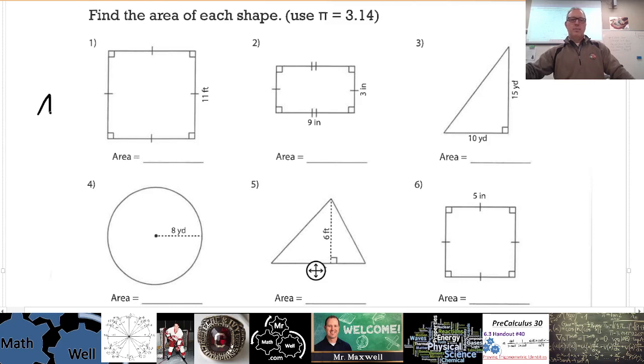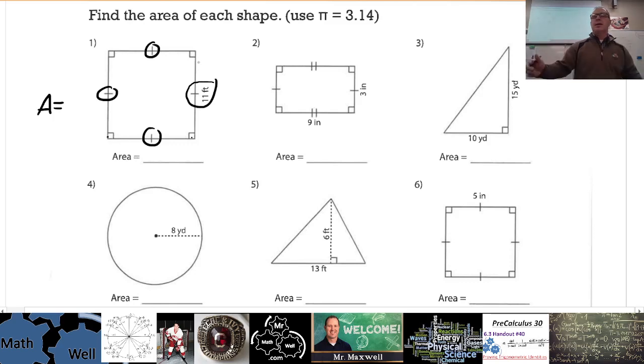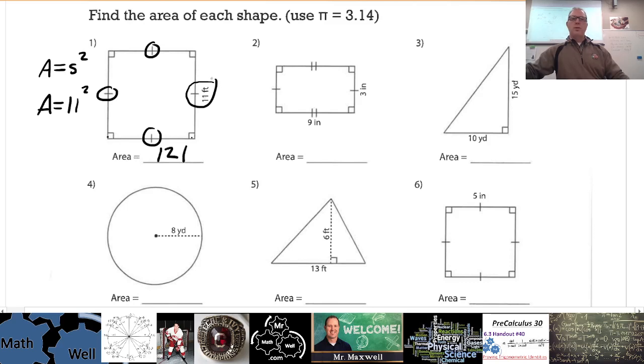Area for a square is going to be what? This is a square because all of these little tick marks are the same on all the sides, and they're all 90 degrees, so that makes it a square. So we have area is 11 squared. You don't need to put the formula, although you can put the formula first. 11 squared, the area is 121. Please make sure you put the proper units. Feet, that's FT is feet, squared.